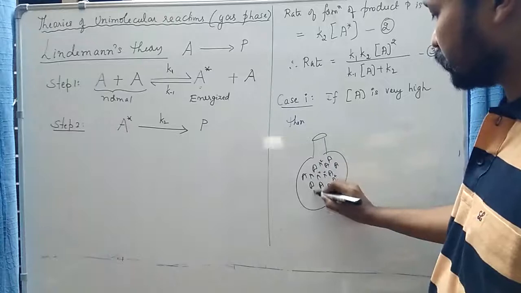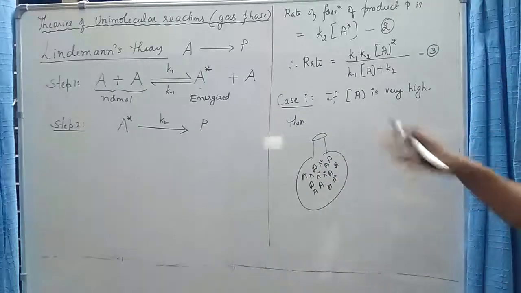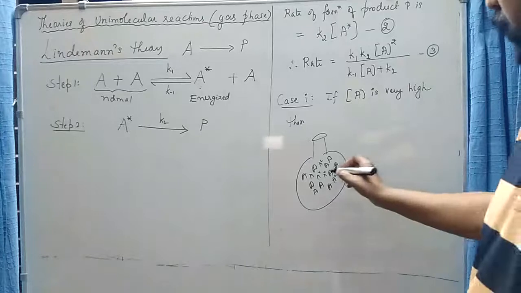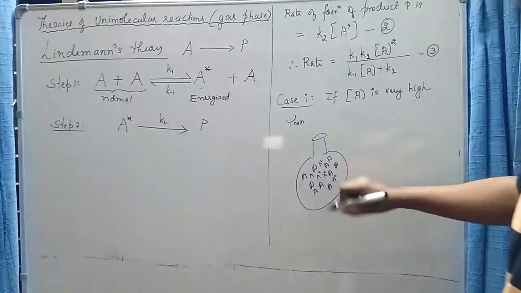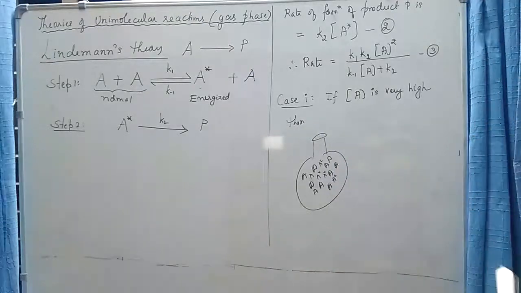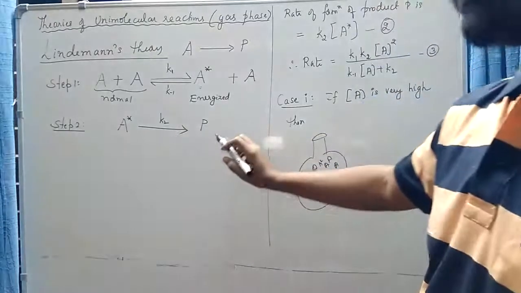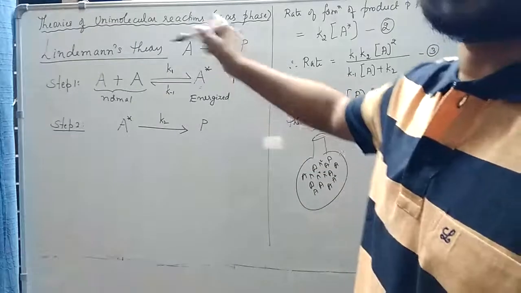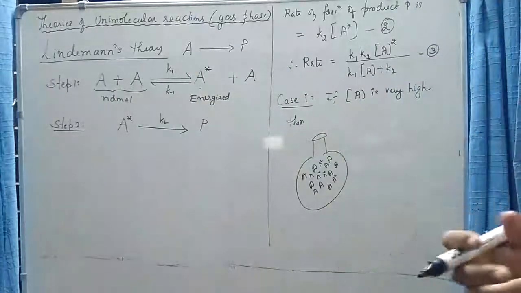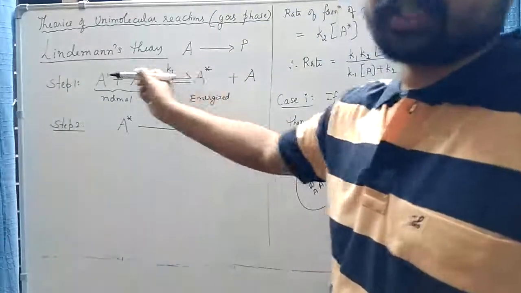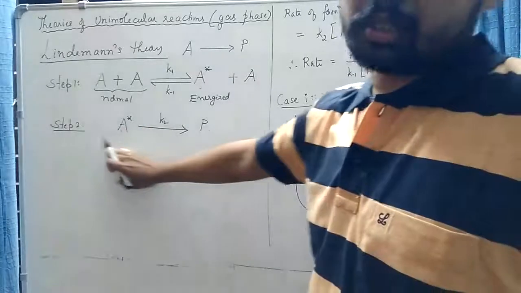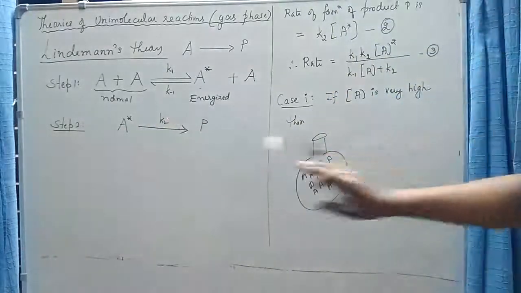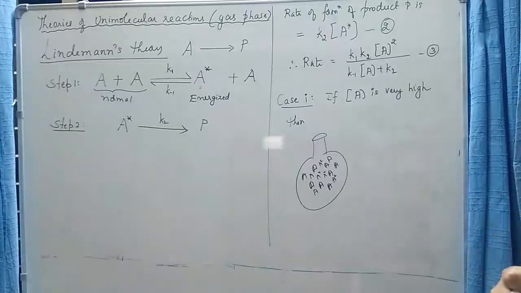Now, since these molecules are very close to each other, that is when the concentration is very high, you can clearly see from this picture that there is a greater probability that these energized molecules may again collide with a less energized molecule or a normal molecule and lose their energy. So rather than undergoing the chemical reaction, the energized molecule getting de-energized is more probable. So what does it mean? The reverse of the first step, that is the de-energization reaction, will be much faster than the reaction given in the second step. This happens when the concentration of the reactant is very high.